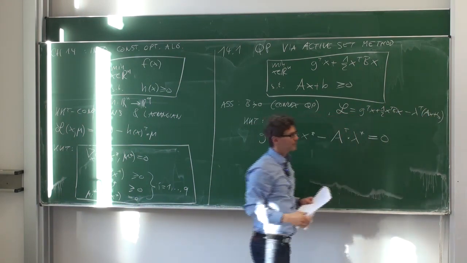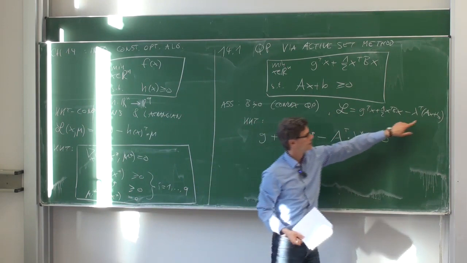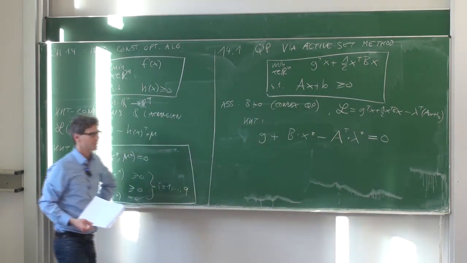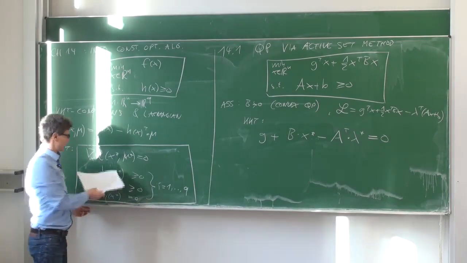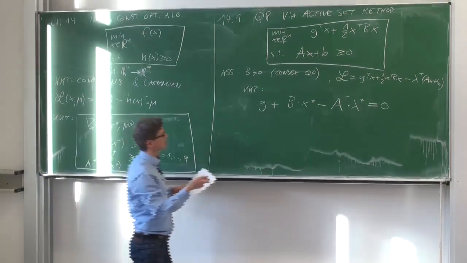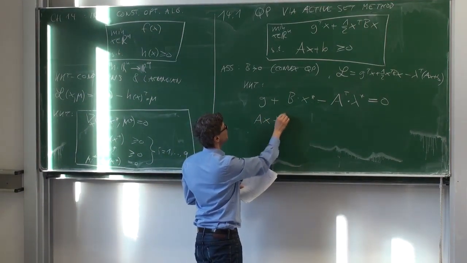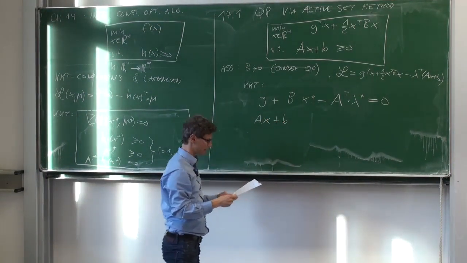That is the Lagrangian, but if I take the gradient with respect to X, then it's this term which is remaining. So now these other conditions are, of course, Ax plus B, and then the ith component. How do I write that?